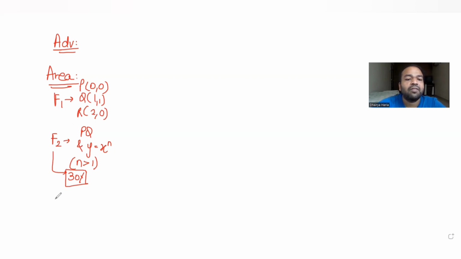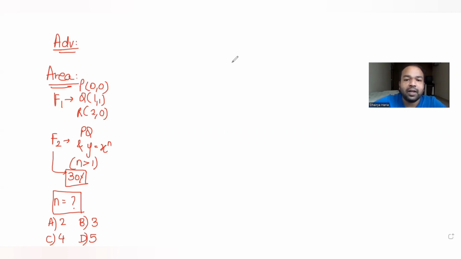After that, we have been asked what will be the value of this n that is present in the curve y equal to x raised to n. So we have to find the value of n, and there are four options given to us. A is 2, B is 3, C is 4, D is 5. We need to figure out the value of n such that farmer F2 takes away 30% of the land of F1. So let's find that out.